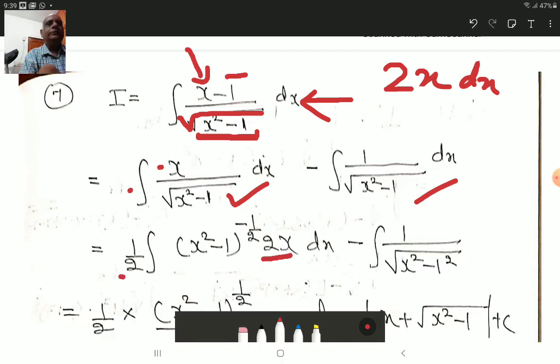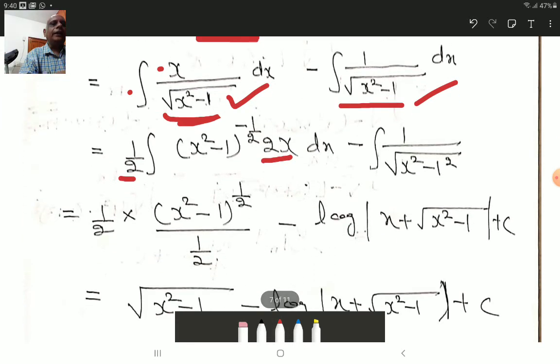2x, and this is by 2. And this x square root of x square minus 1 will be shifted to numerator, so it becomes x square minus 1 whole power minus half. And come to this portion, it is 1 upon square root of x square minus 1 means 1 square. Now the stage is perfectly set for integration. Look here, it is of the type f(x) whole power n into f dash x dx.